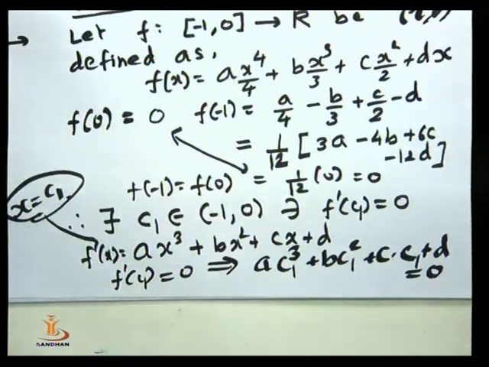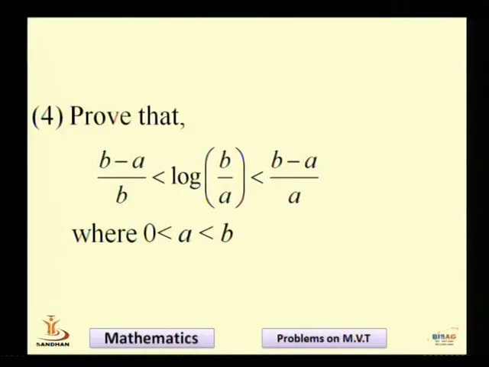Now, let us see the third problem on the screen. You can see on the screen, prove that (b minus a) upon b is less than log b upon a is less than (b minus a) upon a, where 0 is less than a is less than b. It means if a and b are any two positive real numbers where a is less than b, then prove that (b minus a) upon b is less than log b upon a is less than (b minus a) upon a.